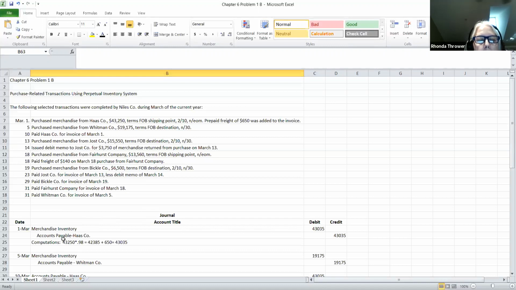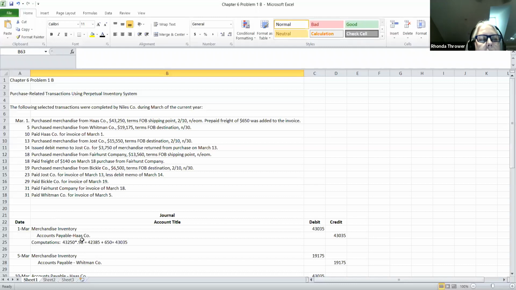Notice I've credited accounts payable because anytime there are terms like this, these are credit terms. You have a period of time to pay back this company that you bought the merchandise inventory from. So it's got to be on credit here. All of the purchases will be made on credit unless they state otherwise. So we're buying this merchandise on credit. Notice out to the side of accounts payable, I have written Haas Company.